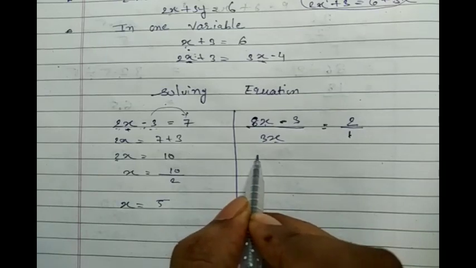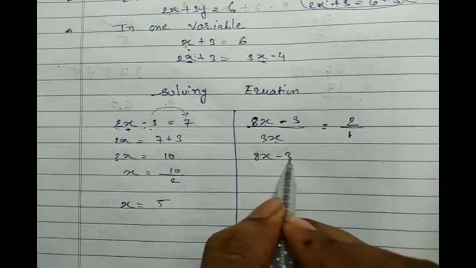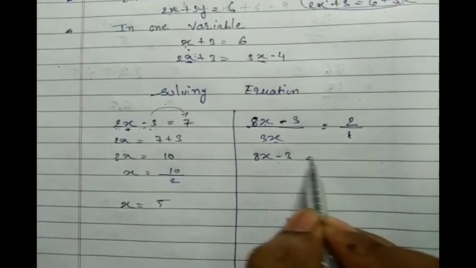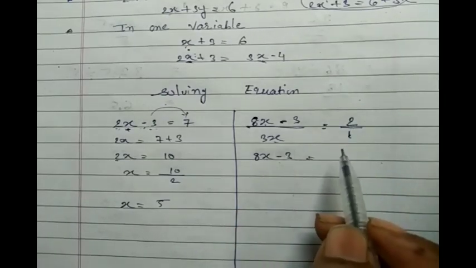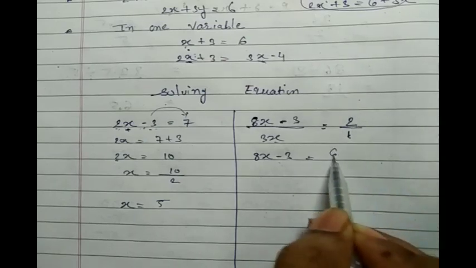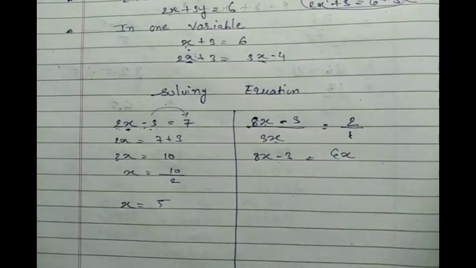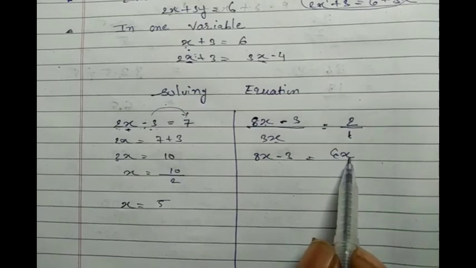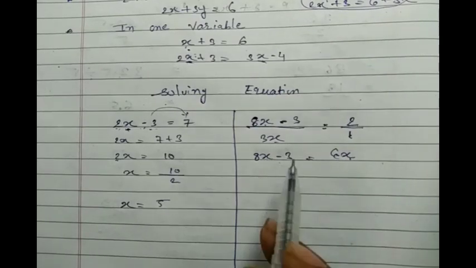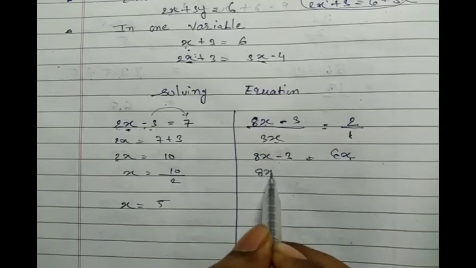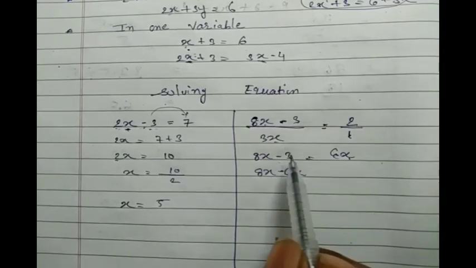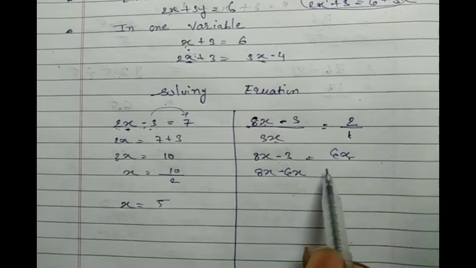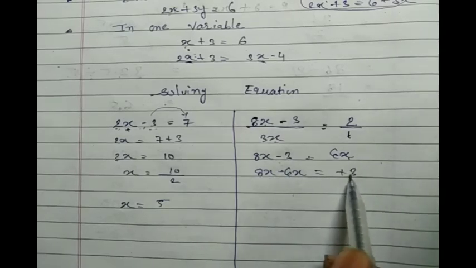This becomes 8x minus 3, because when we multiply with 8x minus 3 we get the same number. 2 into 3x, 2 threes are 6x. Now we place the 6x from RHS to LHS, so it becomes 8x minus 6x, and this minus 3 from LHS to RHS becomes plus 3.